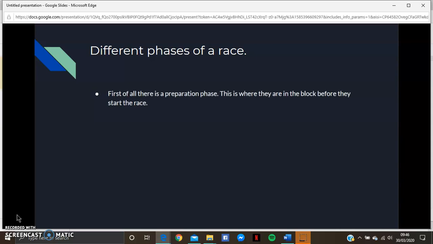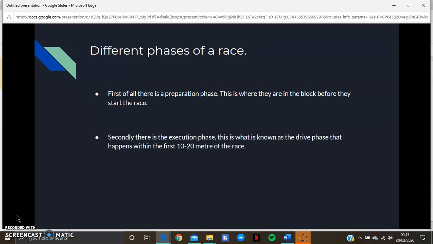First of all, there is the preparation phase. This is where the runner is in the blocks before they start the race. This goes from when the official says on your marks to get set.